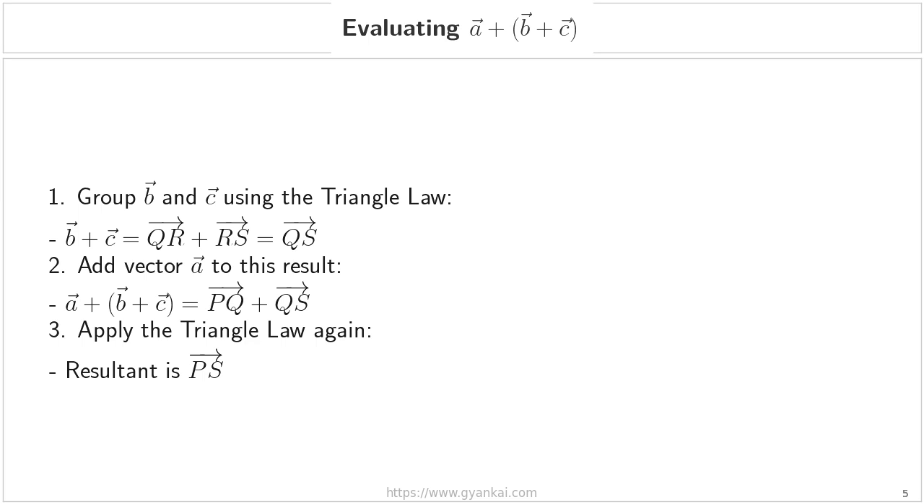Now, let's look at the second way we can group these vectors to see if we get the same result. On this slide, we are evaluating the expression where we group vector B and vector C together first. As you will see on the next slide, this result is exactly what we obtained in our first calculation, which brings us to our conclusion.